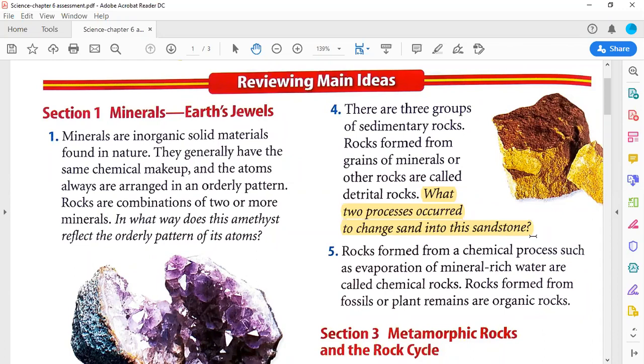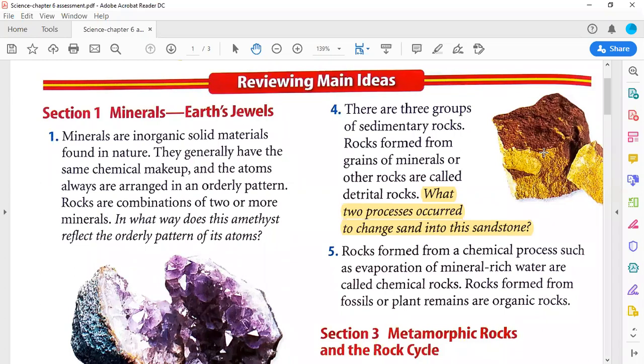But how did this rock become this sandstone? Because first it was sand, but it became a sandstone. How do you think that happened? Because it formed from grains of minerals or other rocks, called detrital rocks. Of course. And of course, it's made of grains.